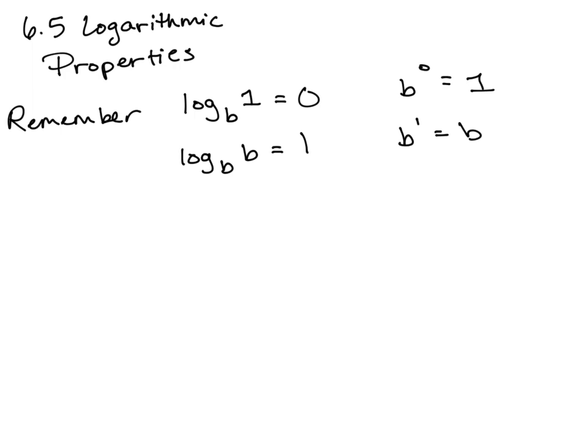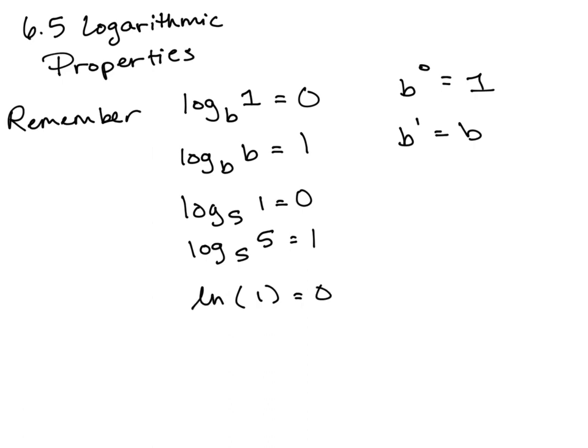So if I have log base 5 of 1, the answer is 0. And if I have log base 5 of 5, the answer is 1. So we can handle that. What if I saw the natural log of 1? What's the answer to that? This is natural log, by the way. 0. Yes, natural log of 1 is 0.